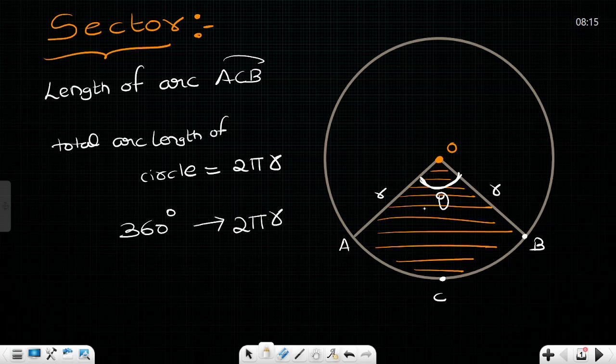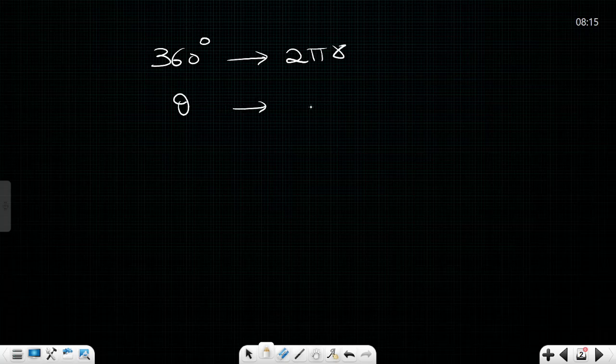Now, for theta value, how much you will have? Like chocolate, this simple chocolates problem. 10 chocolates are 100 rupees. One chocolate cost is how much? Similar way, we are doing this one. If you see, for 360 degrees, it is 2 pi r. For theta, it is how much? Let's call this as x.